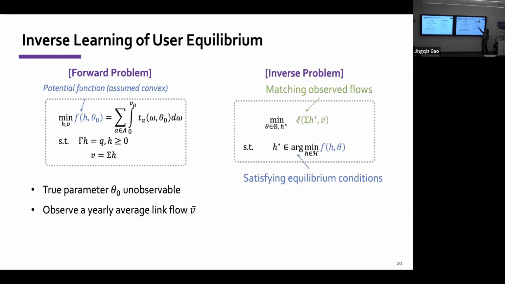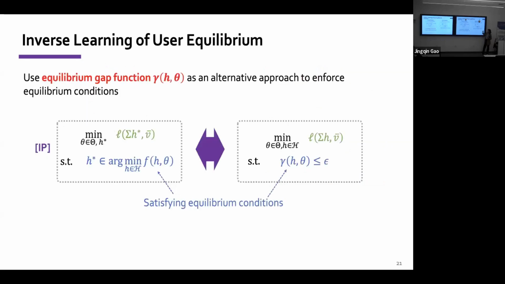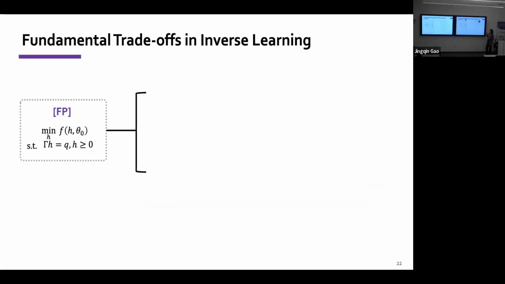At the same time, we want to adjust the parameters of these potential functions so that our predicted flows can match our observed flows. To have a more tractable way to formulate the inverse problem, we want to introduce a function called the equilibrium gap function to equivalently represent the equilibrium conditions. Here you can consider that if these gap functions equal zero, then we can approximately consider that our predicted flow is indeed at an equilibrium state. We'll call this IP, for inverse learning problem, throughout today's presentation.